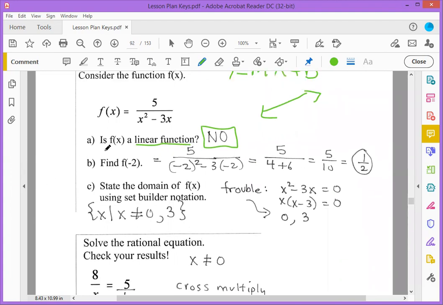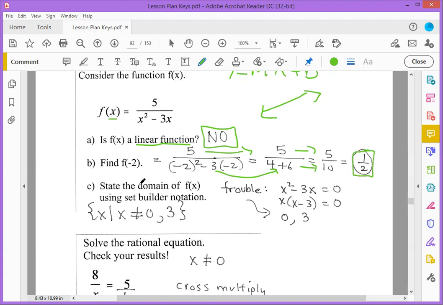Part B, find f of negative 2. In our original function, we're going to substitute negative 2 everywhere we see x. f of negative 2 is equal to 5 in the numerator. We'll keep the 5 in the numerator. And in the denominator, negative 2 squared is positive 4, minus 3 times negative 2, that's positive 6. So 4 plus 6 in the denominator simplifies to 10. 5 divided by 10 reduces to 1/2.